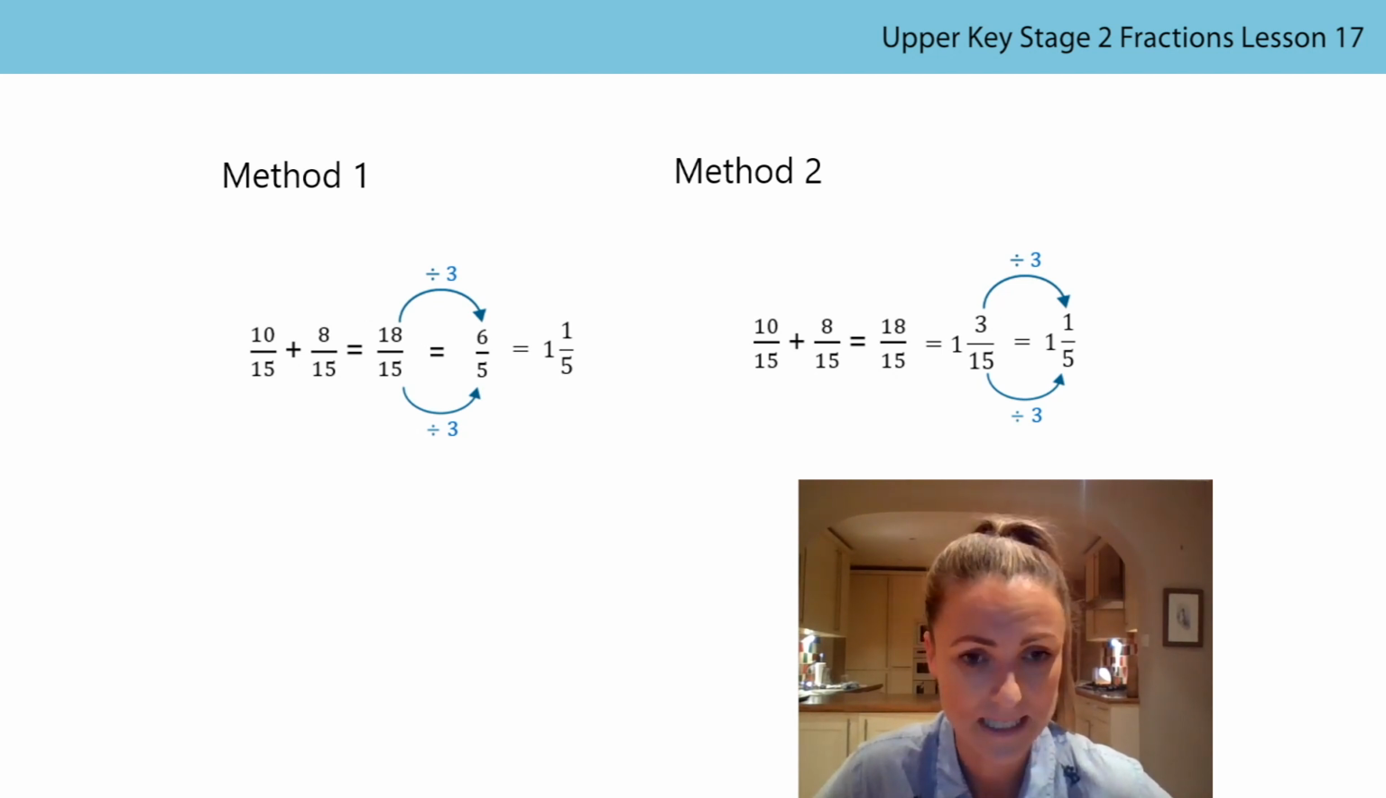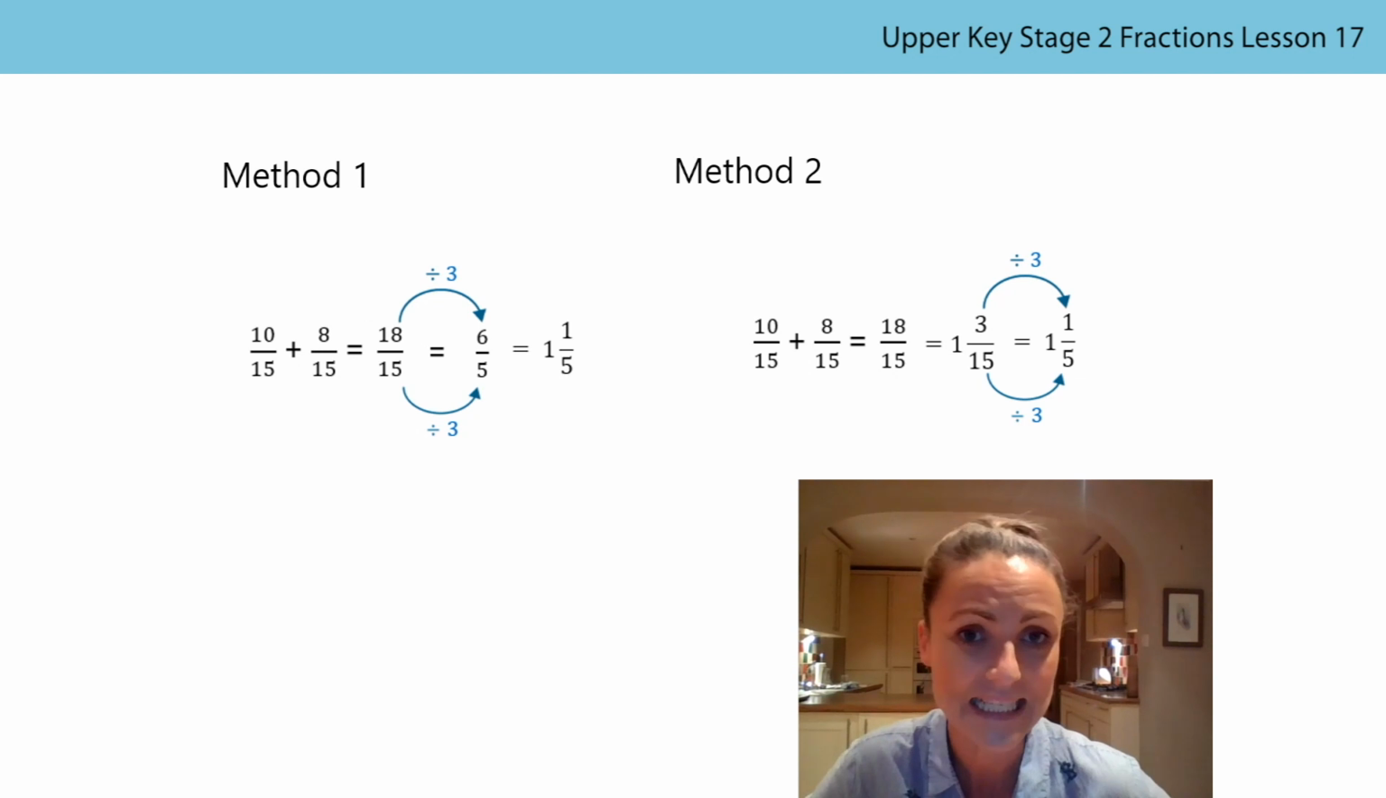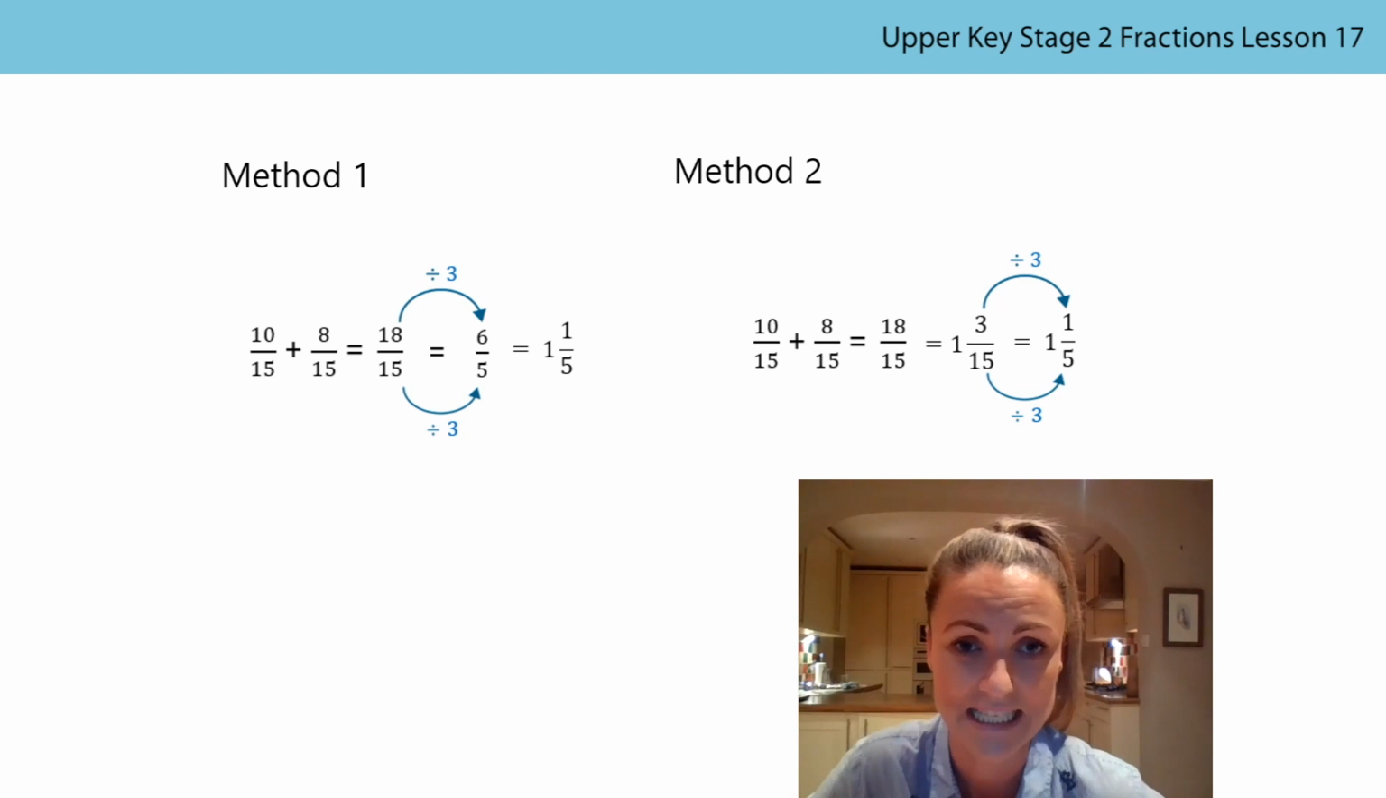So what's different? Well, hopefully you thought about when we simplify and the order in which we do things. So in method 1, with 18/15, which is an improper fraction, we simplified at that point to get a simplified improper fraction before converting to a mixed number. Whereas in method 2, with 18/15, at that point, we converted to a mixed number, and then we focused in on that fractional part and we simplified at that point to get 1 1/5. So well done for identifying those similarities and differences.